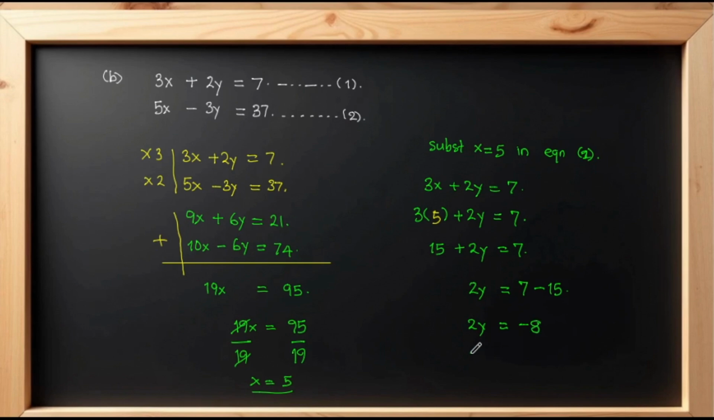Then dividing both sides by 2, we have negative 8 divided by 2 from the right hand side. Therefore y is going to be negative 4. Therefore, as our x value is positive 5, then y value is negative 4.